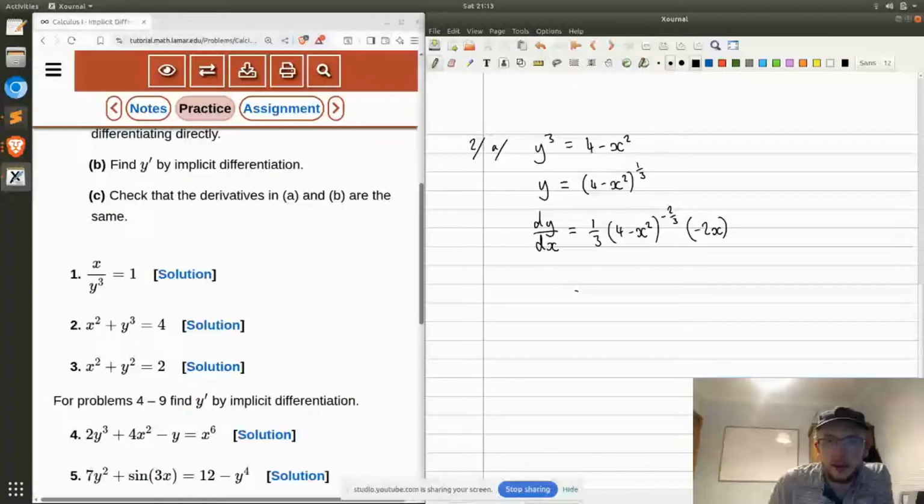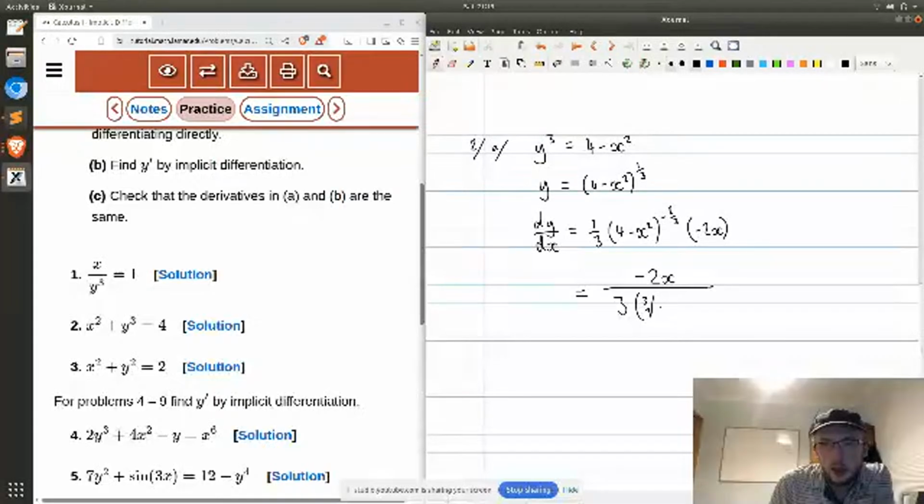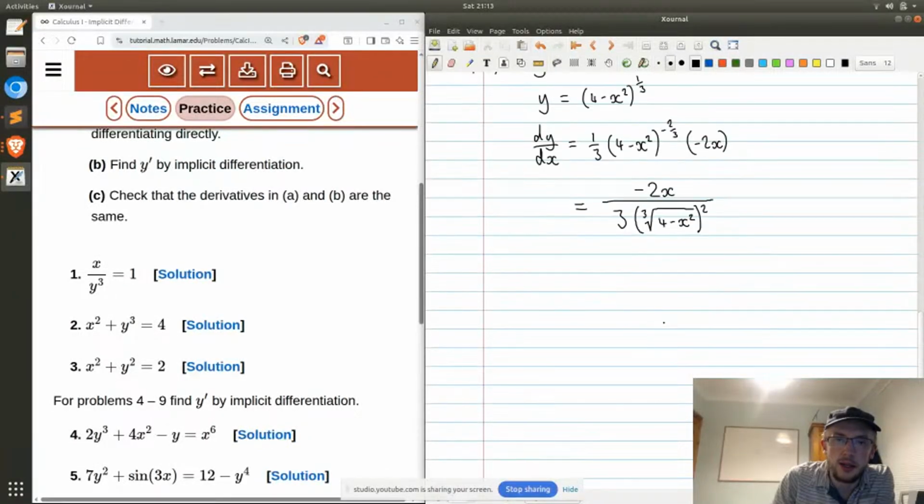Just there like that. And you could view it so that we could say this is negative 2x on 3 on the denominator times the cube root of 4 minus x squared, all squared down there on the denominator. And that's just another way of phrasing it, so to speak.